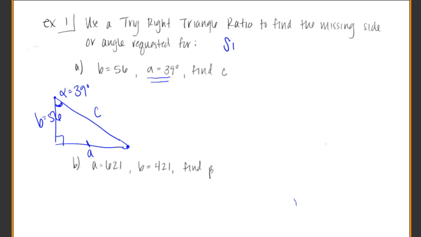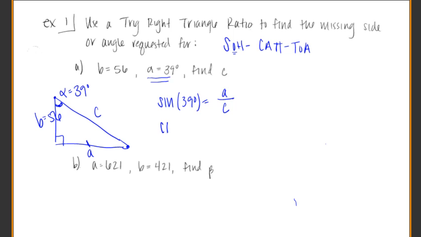So if I go up and I'm looking at using SOHCAHTOA, which one do I use? Do I go with sine, cosine, or tangent? Well, let's write this out. We only know one angle. The only angle we know is 39 degrees. So the sine of 39 degrees, according to our rules, is the side opposite that. So that's going to be A over the hypotenuse, which is C.